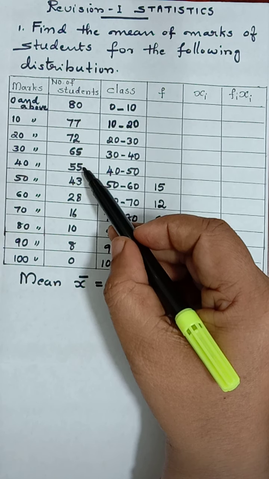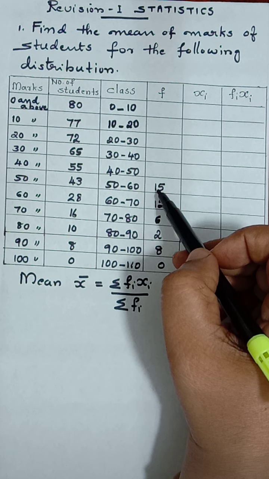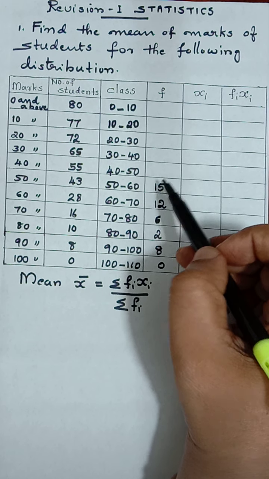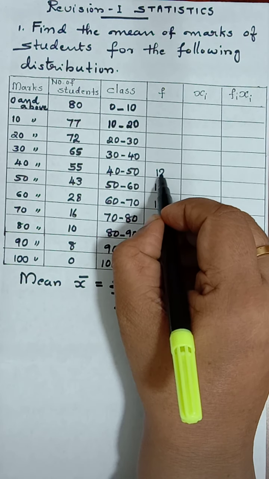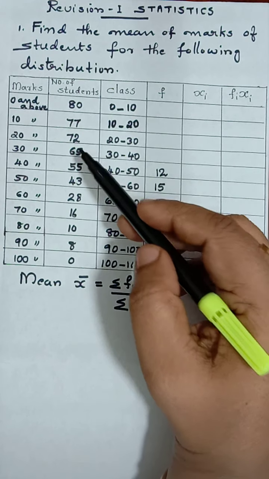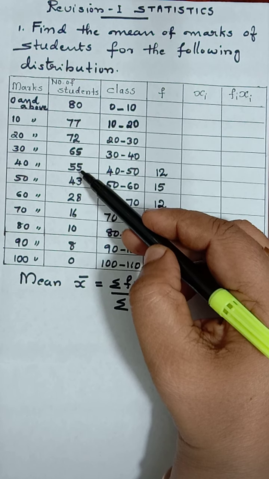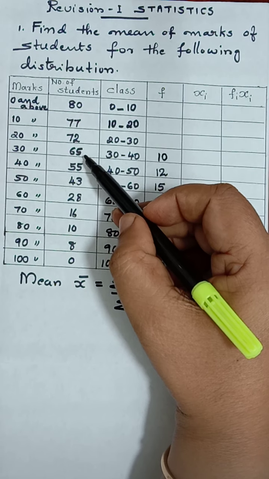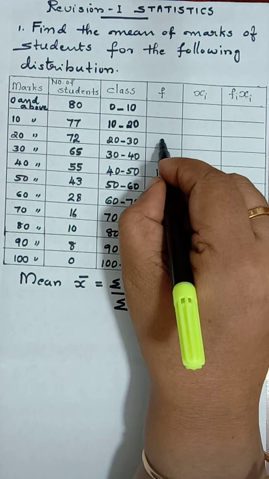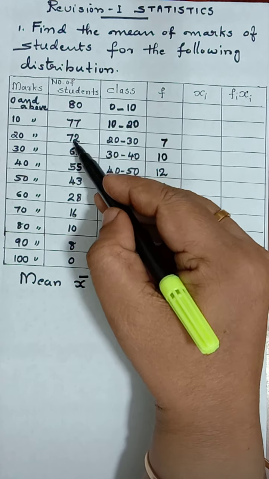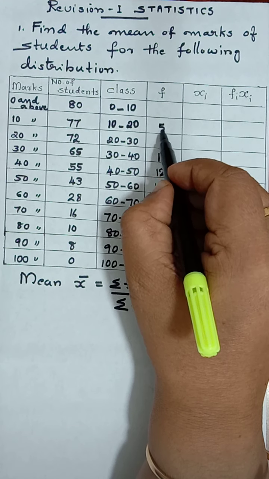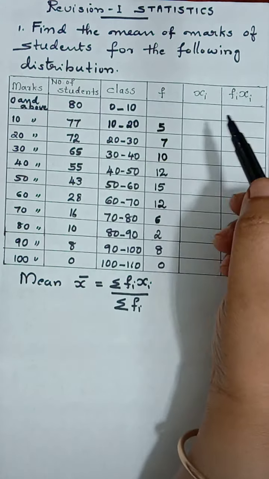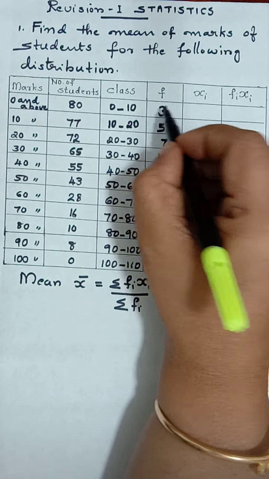Next comes 55 minus 43. 55 minus 43, isn't it 12? Next number 65 minus 55, it's easy, it is 10. 72 minus 65, it is 7. 77 minus 72, 5. Then 80 minus 77 is 3.